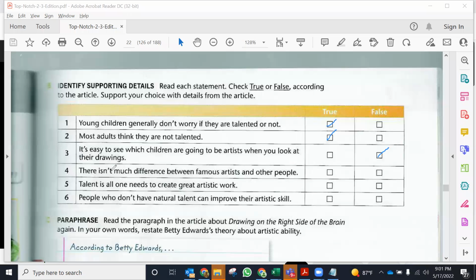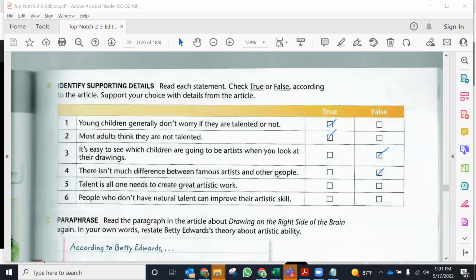Number 4, there isn't much difference between famous artists and other people. False. ¿Por qué? Porque está muy escueta la pregunta del comentario. No hay mucha diferencia entre los artistas famosos y la otra gente. Falso. Hay una gran diferencia. ¿Sí? Pero bueno, esa es la declaración.